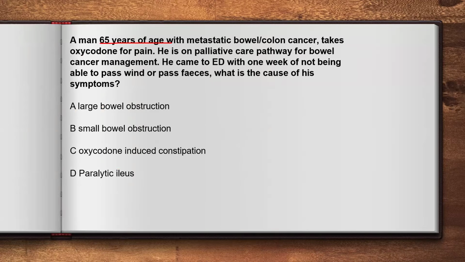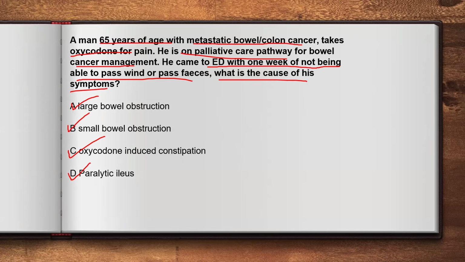A man 65 years of age is presenting with metastatic colon cancer, and he's taking oxycodone for pain, which is basically an opioid. He's on a palliative care pathway for bowel cancer management. He came to the emergency department with 1 week of not being able to pass wind or feces. What is the cause of his symptoms? Large bowel obstruction, small bowel obstruction, oxycodone-induced constipation, or paralytic ileus? So he's not able to pass wind or feces.